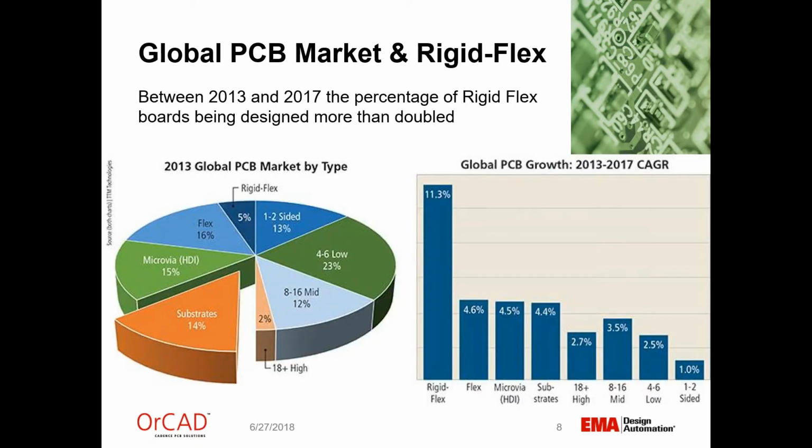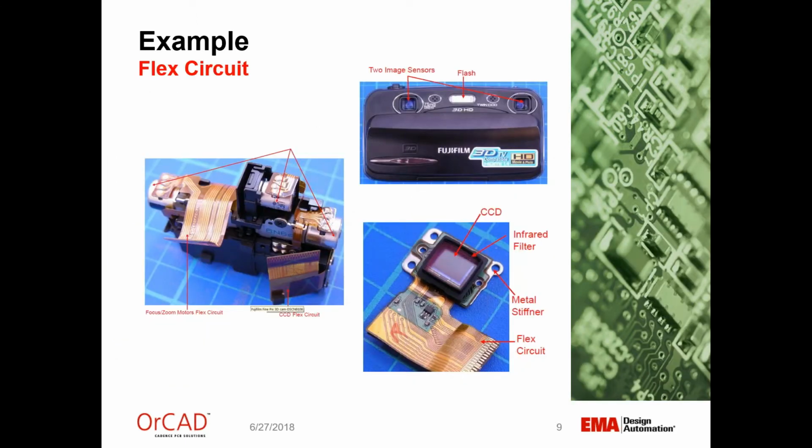In 2013, the percentage of rigid flex boards being designed was only about 5% of the overall PCB market. By 2017, the percentage of rigid flex designs more than doubled to over 11%. Rigid flex PCBs show the highest growth rate, reflecting the move towards smaller, higher performance electronics. Here's an example of a product designed using flex circuitry. It's a handheld camera that takes both 2D and 3D movies. Putting this much functionality into a device this small would not be possible without flex technology.